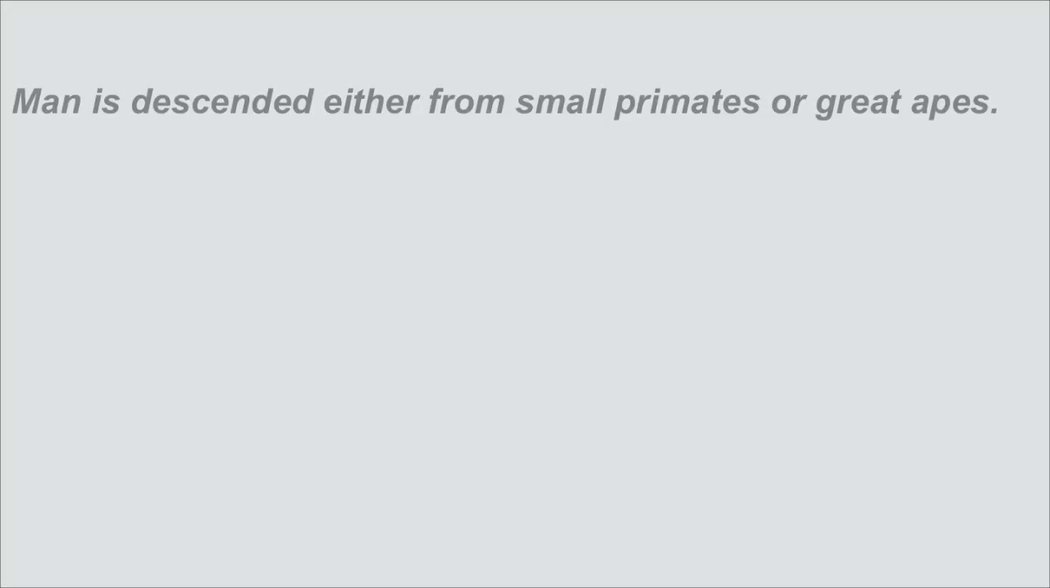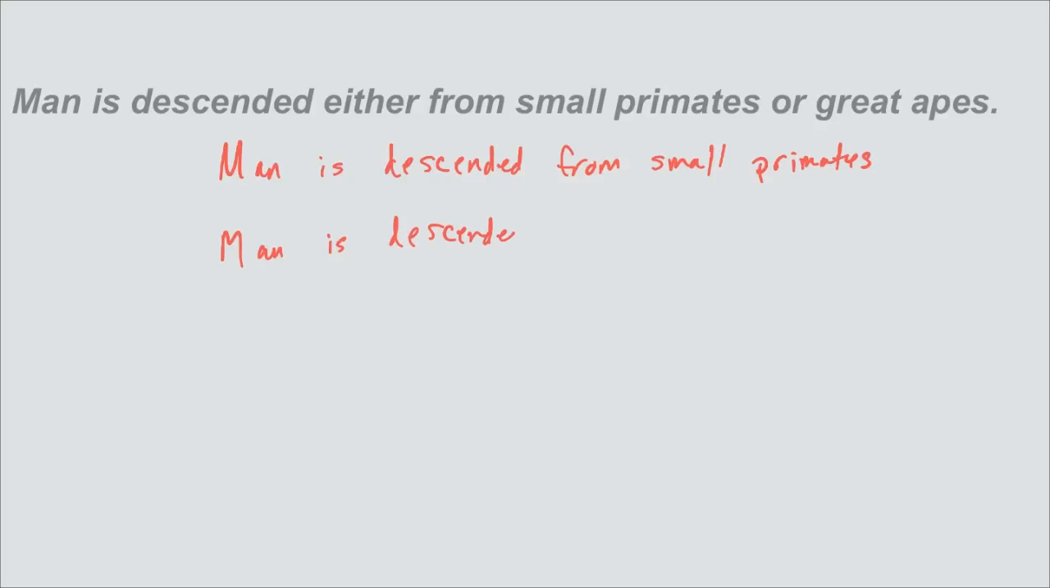The first one: man is descended either from small primates or great apes. So the first thing I want to do is determine what the simple sentences are and find my connectives. So man is descended either from small primates or from great apes. In this case, I would say that man is descended from small primates. All right, so that's one simple sentence. Second sentence, man is descended from great apes.